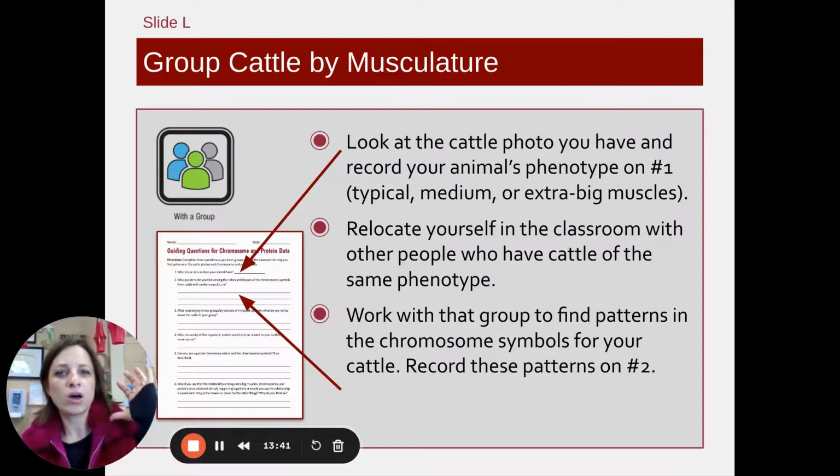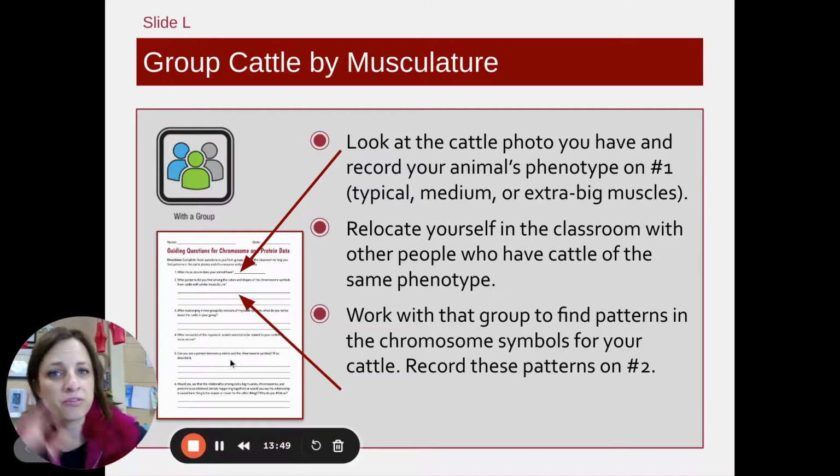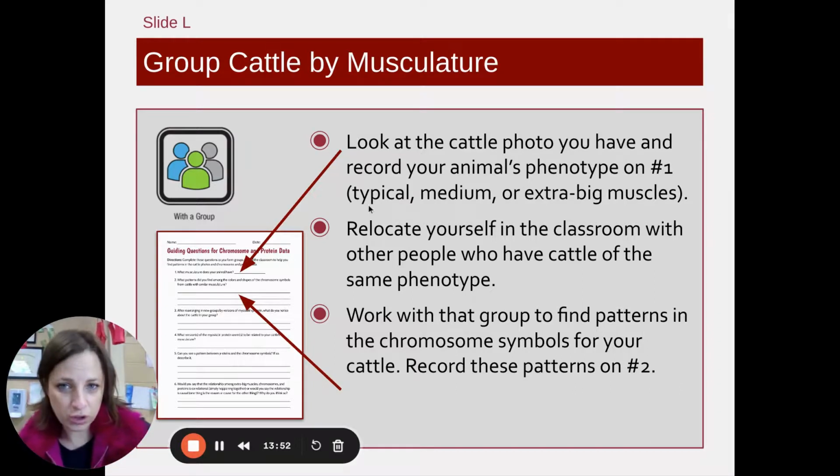I want you to look at your cattle photo that you have and record your animal's phenotype on number 1. Your phenotype choices, remember phenotype, that physical feature: either you have a typical cow, a medium cow, or an extra muscled cow. Now, I want you to relocate. In a minute, you're going to pause the video, relocate yourself in the classroom with other people who have the cattle of the same phenotype. You're going to work with your group to find patterns in the chromosome symbols, so the colors and the colorful shapes for your cattle, and record those patterns in number 2. Pause the video, go.